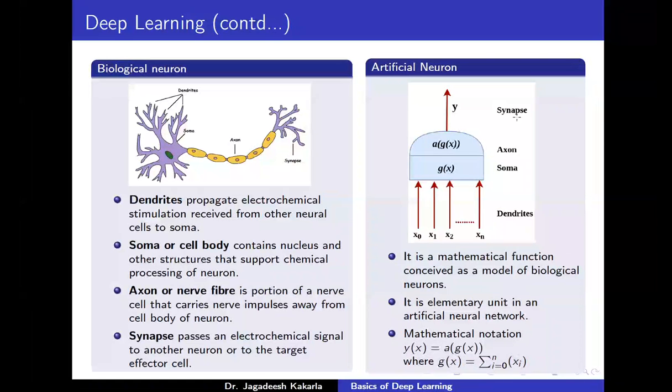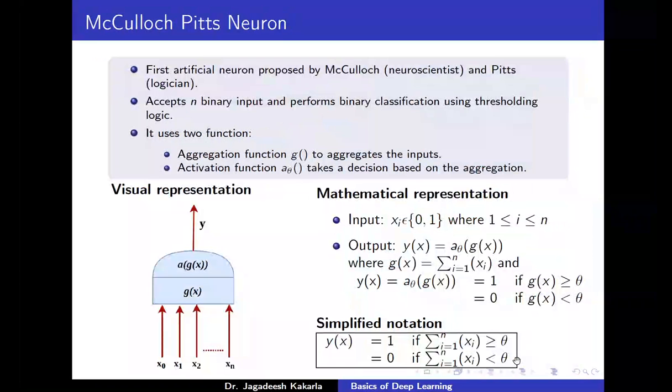Mathematically, we can represent g of x as the summation of all the inputs. That's why I have written the summation of i equals 0 to n of xi. Is it clear? Now I will discuss various artificial neural networks. The basic one is the MP neuron, then we have the perceptron, and then the sigmoid neuron. First, let me discuss the McCulloch-Pitts neuron, which we will simply call the MP neuron.